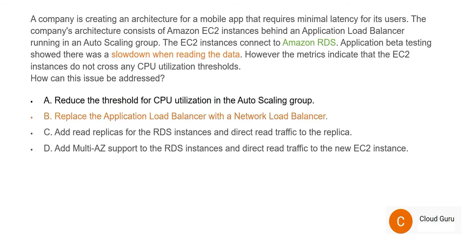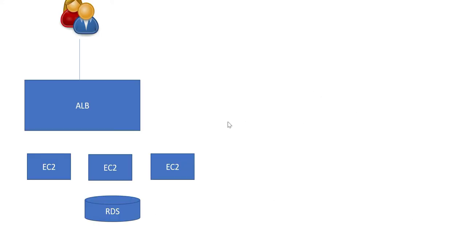The second option says replace the ALB with a network load balancer. Again, one is layer 4, the other is layer 7. The problem was never here. The ALB only routes the request to EC2 instances. So the read problem does not occur because of a load balancer.